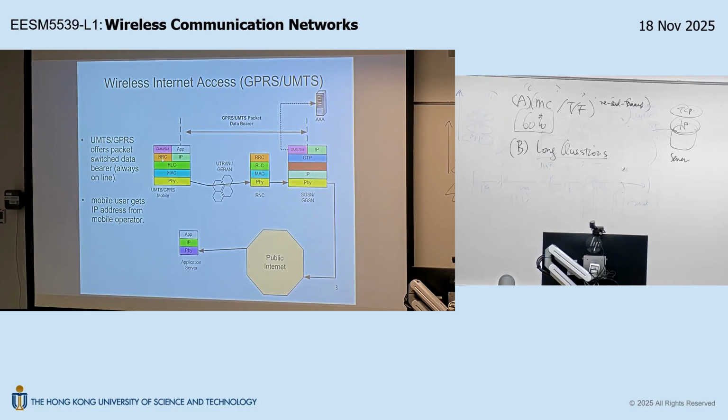Now, then this is a serving RNC. The serving RNC will terminate up to RLC in the control plane, right? And then the data plane will terminate into SGSN and GGSN.